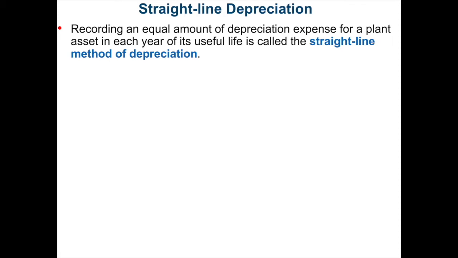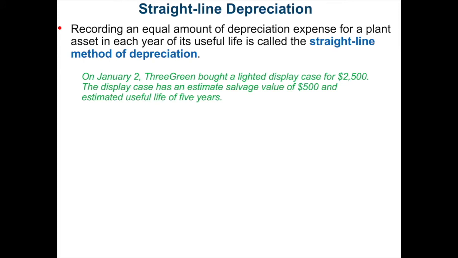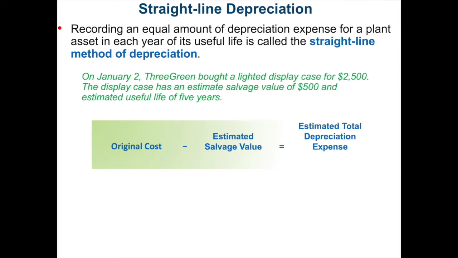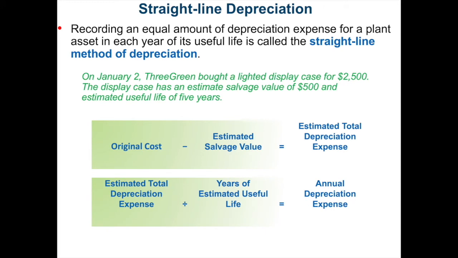Recording an equal amount of depreciation expense for a plant asset in each year of its useful life is called the straight line method of depreciation. On January 2nd, 3 Green bought a lighted display case for $2,500. The display case has an estimated salvage value of $500 and an estimated useful life of 5 years. Using the straight line method of depreciation, the annual depreciation expense is going to be $400. And it's going to be the same amount for each year that the asset is used.